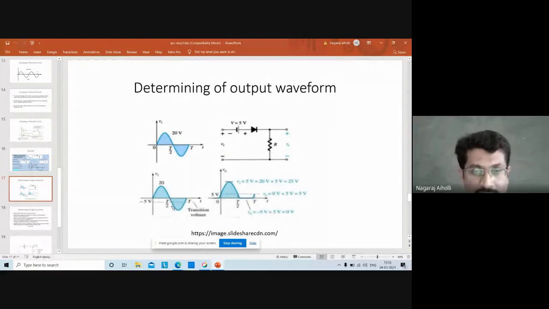So if it is less than minus 5 volts, the output will be completely 0 only. When the output is 0 volts for minus 5 volts, for Vi less than minus 5 volts also, the output will be in the 0 state only, because it is reverse biased for more than minus 5 volts. Yes or no? So the diode will be in the off state only, the reverse bias condition only, for Vi less than minus 5 volts. Correct?